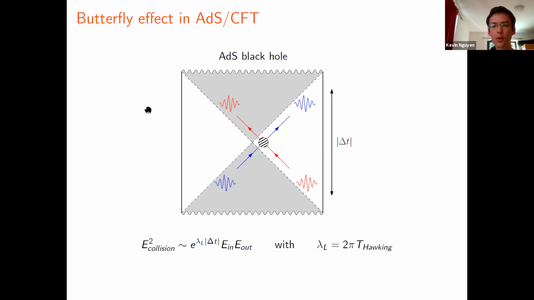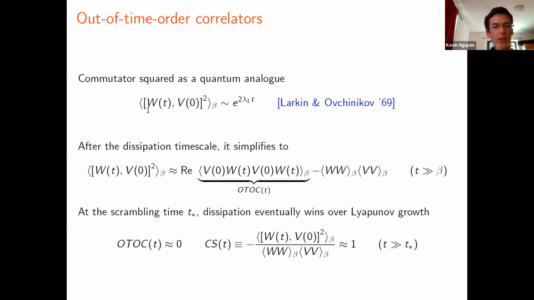Perhaps I should also first mention the interpretation that you can give to this commutator squared. One way to think about it is that it measures how much of the information initially contained in this perturbation V scrambles into some other degree of freedom W at some later time t. So the bigger this quantity, the more information has been scrambled into this other degree of freedom.